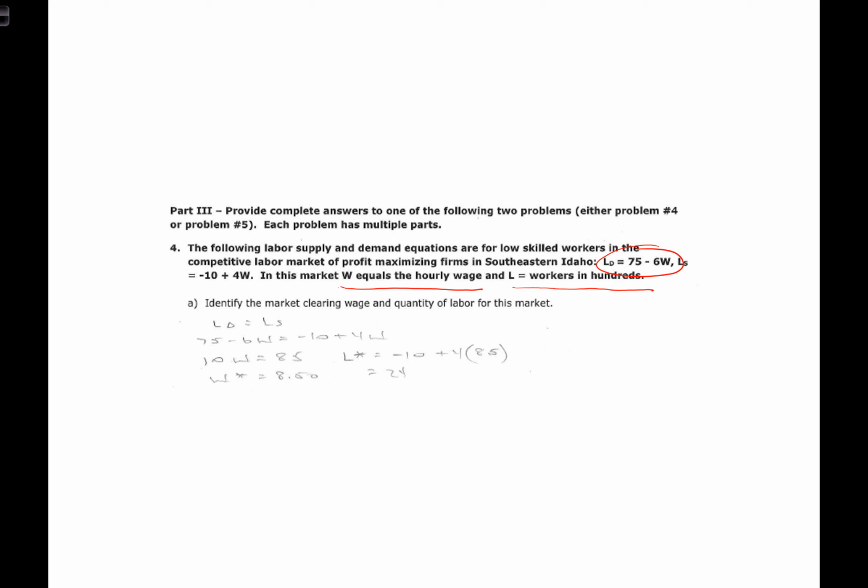That doesn't mean that it changes W star or L star. It just means if we want to talk about number of workers, it's L times 100. So here we set labor supply and demand equal to each other, such that we have 75 minus 6W being equal to negative 10 plus 4W. And we end up at a W star of 8.50. We take that W star and plug it into the labor equation. Whether it's supply or demand, it's irrelevant. And we end up at an L star of 24.